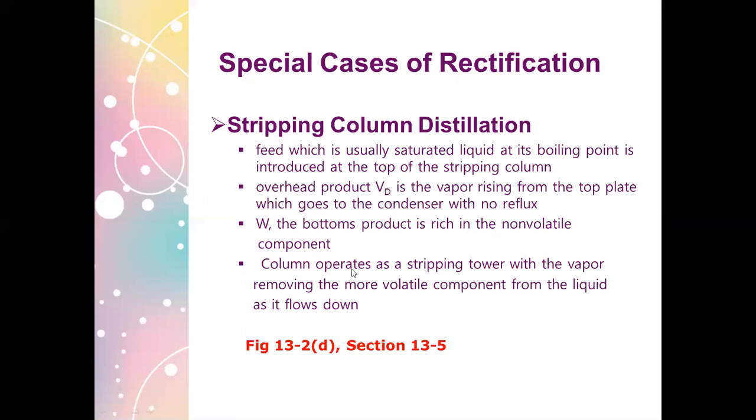Now, the column operates as a stripping tower. Since it does not have any enriching section, it operates as a stripping tower with the vapor removing the more volatile component from the liquid as it flows down. The vapor removes the more volatile component from the liquid feed that is flowing down because the vapor is flowing countercurrent to this liquid. So it goes up and carries the volatile component with it. I have placed here the section in your handbook where you can read on this, because my basis for this, I think, is Jan Kuplis.